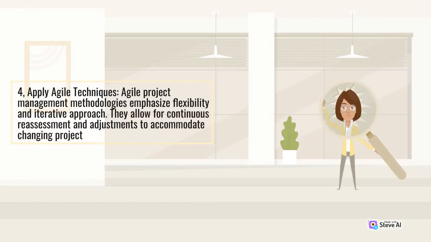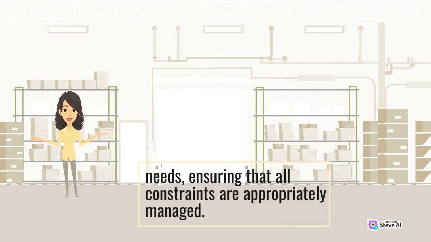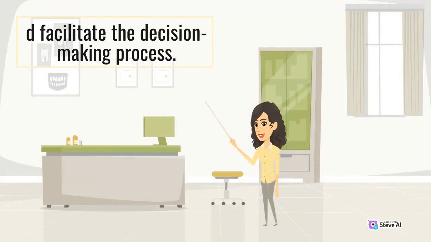4. Apply agile techniques. Agile project management methodologies emphasize flexibility and an iterative approach. They allow for continuous reassessment and adjustments to accommodate changing project needs, ensuring that all constraints are appropriately managed. 5. Utilize project management software. Leverage project management software to streamline planning, scheduling, and monitoring processes. These tools can help track progress, manage dependencies, and facilitate the decision-making process.